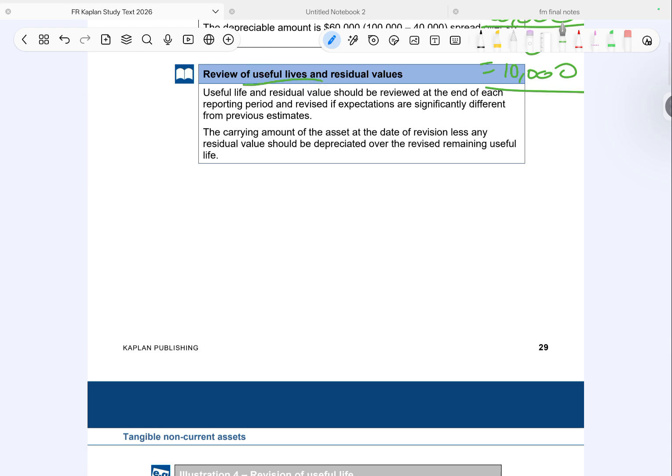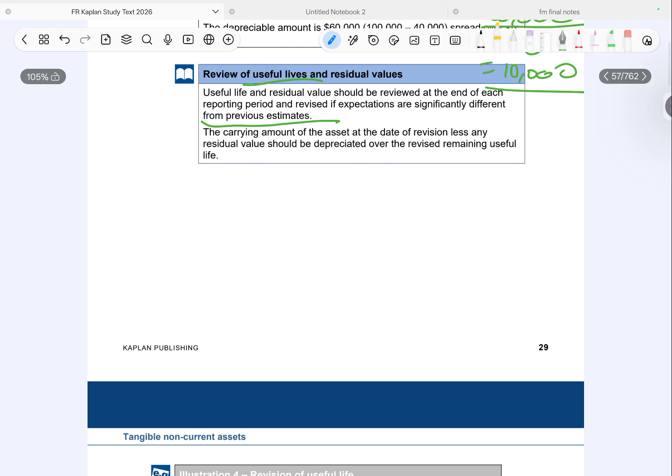Now, review of useful life and residual values. Useful life and residual values should be reviewed at the end of each reporting period and revised if expectations are significantly different from previous estimates. The carrying amount of the asset at the date of the revision, less any residual value, should be depreciated over the revised remaining useful life.